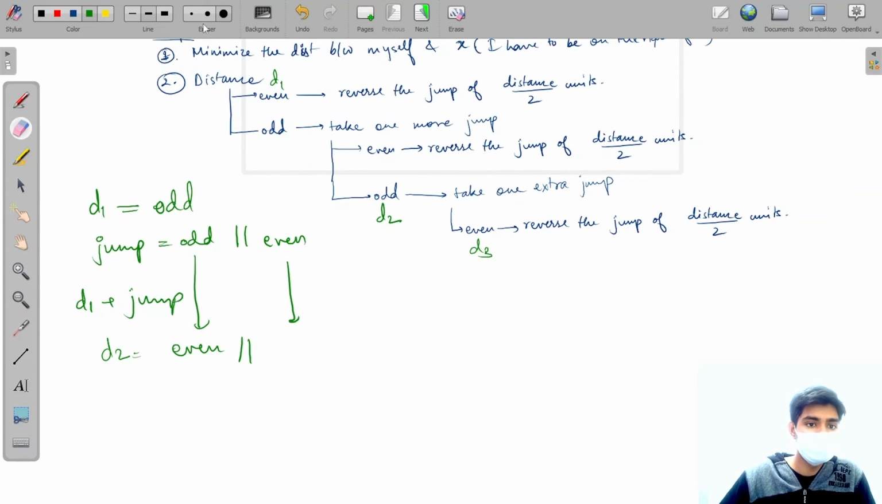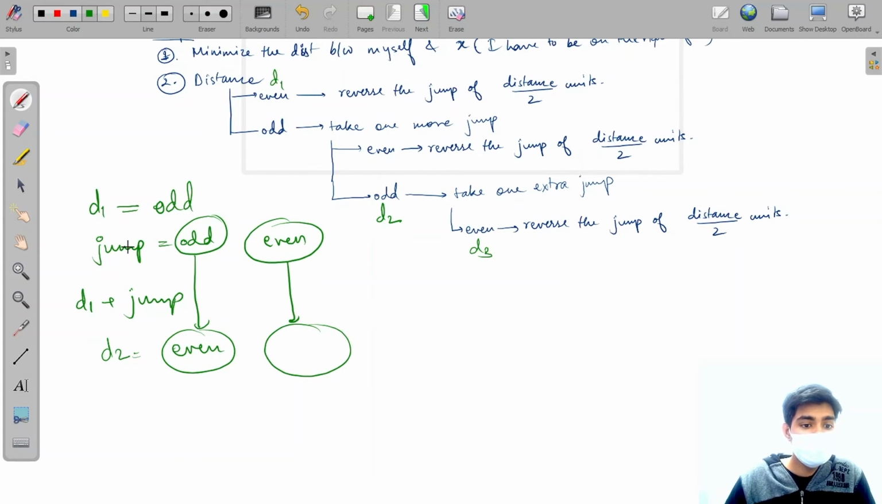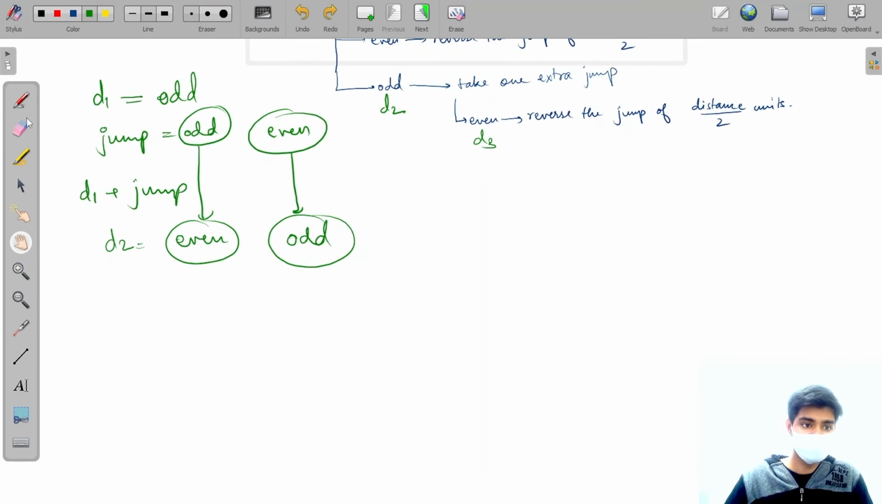Let's remove this, or it is a little confusing. This is just different cases. These are different cases. If jump is odd and my d1 is odd as well, then when I take a jump, d1 plus jump is going to give me even as an answer. But if my distance is odd and my jump is even, it is going to give me odd. That case is when my d2 comes out to be odd, and we already know how to handle this.